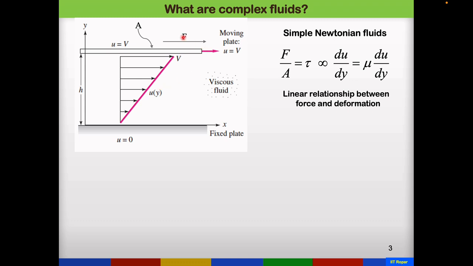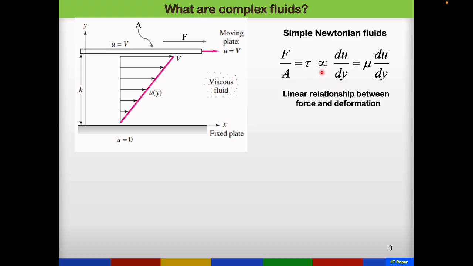Now the force that we are applying per unit area, which is simply stress, will in this case be proportional to du by dy, which is the velocity gradient. If we want to equate these two, then we need a coefficient which is called the viscosity of the liquid. So you can see that there is a linear relationship between tau and du by dy, with mu being the coefficient of proportionality. When there is a linear relationship between tau and du by dy, we simply call that fluid a simple Newtonian fluid.